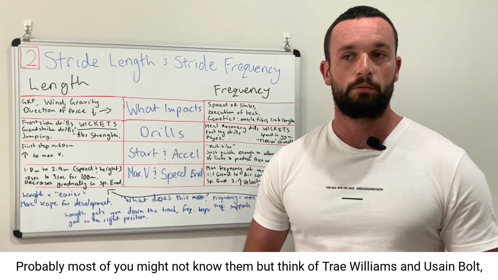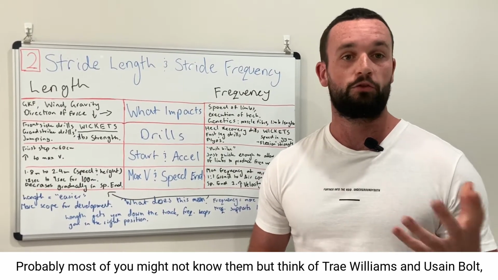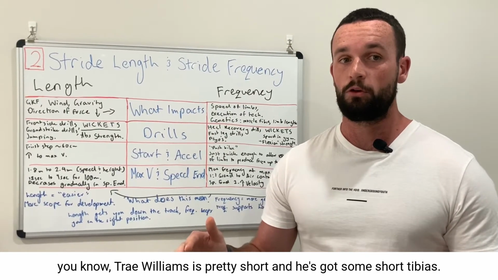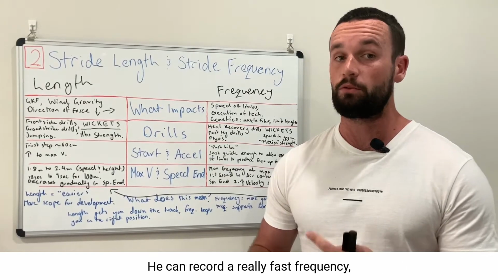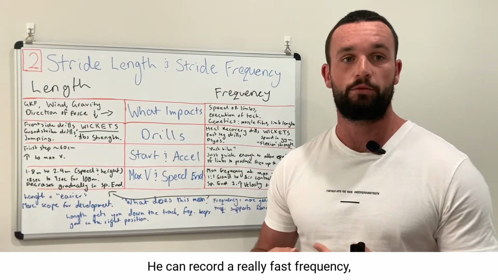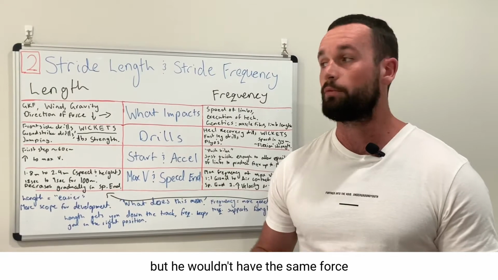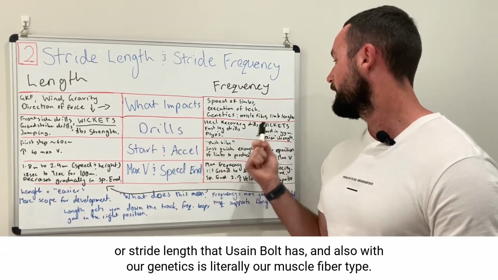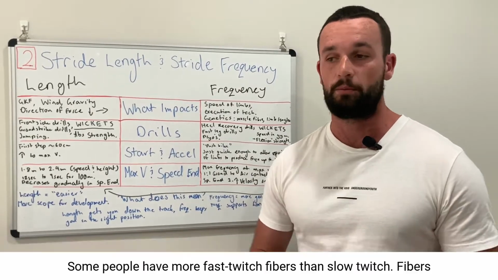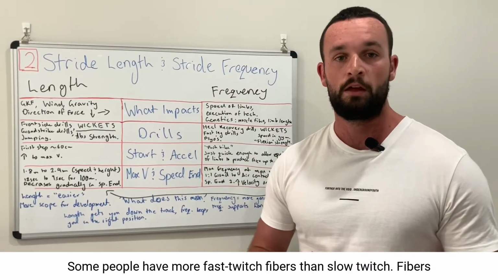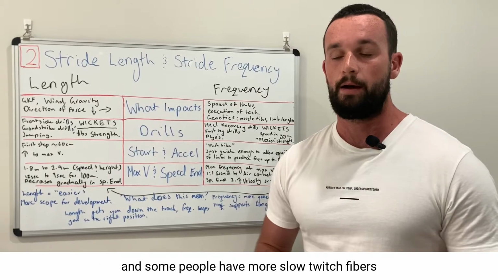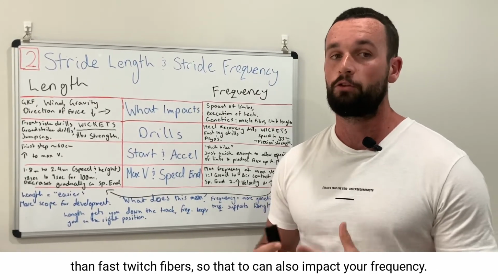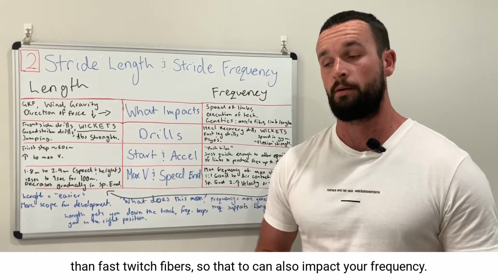Most of you might not know them, but think of Trey Williams and Usain Bolt. Trey Williams is pretty short, he's got some short tibias, he can record a really fast frequency, but he wouldn't have the same force or stride length that Usain Bolt has. And also with our genetics is literally our muscle fiber type. Some people have more fast twitch fibers than slow twitch fibers. And some people have more slow twitch fibers than fast twitch fibers. So that too can also impact your frequency.